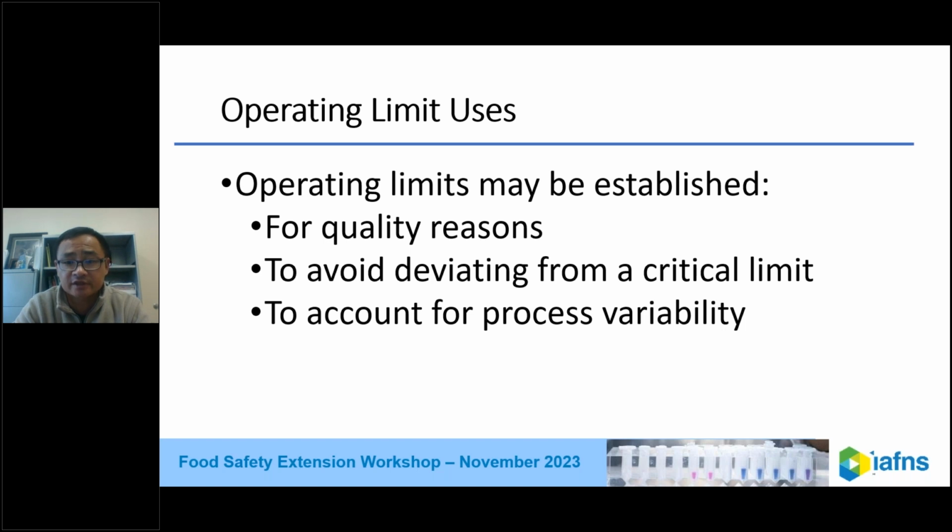Another one is for process variability. So for example, my target critical limit for temperature is 71 degrees Celsius. I find my cooking machine is variable sometimes and cannot reach exactly 71. Sometimes 71.5, sometimes 71.2, it's hanging around there. So I would love to set it up a little bit higher, maybe 71.5 degrees Celsius. Then it will make sure it is working.